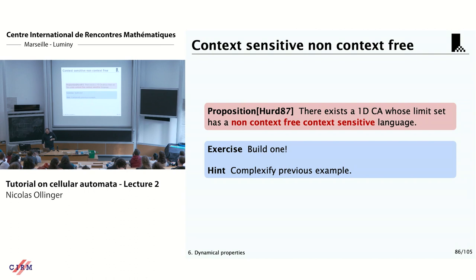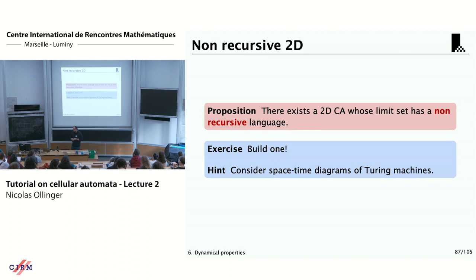So consider some cellular automata that would simulate Turing machines. There is a way to use this to construct some non-recursive CA in a two-dimensional cellular automaton. So you put the space-time diagram of your Turing machine. What is the space-time diagram of the Turing machine? It's just the piling of the configurations of the Turing machine. And it's easy with a local rule to check if what you see is a valid space-time diagram of a Turing machine, right? You look in two dimensions.